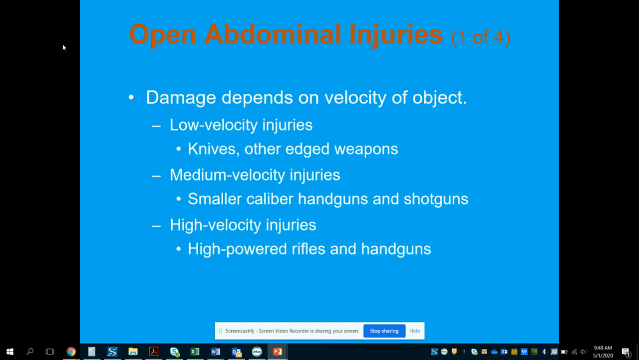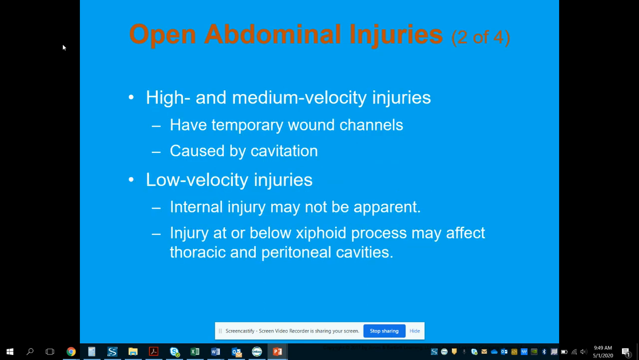The damage is going to depend on the velocity of the object. So if we're going back to thinking about the ballistic jelly that I showed you, these are some examples. Low velocity, like a knife or another edged weapon. Medium velocity would be a small caliber handgun and shotgun. And then high velocity would be like a high powered rifle or handgun.